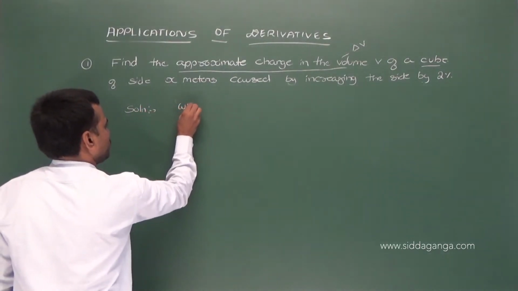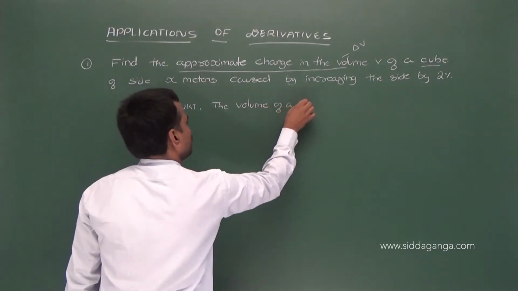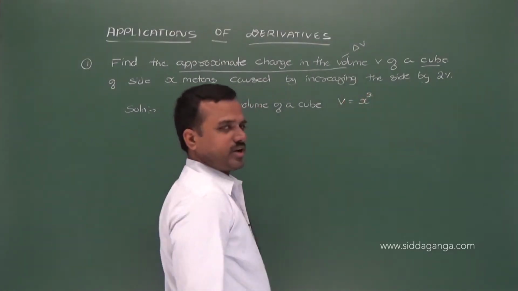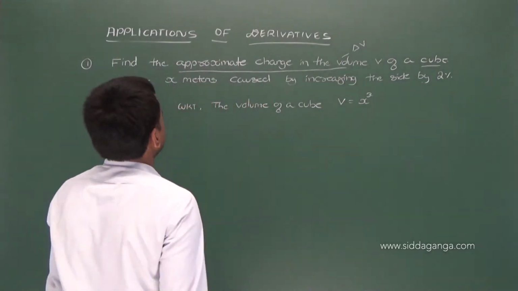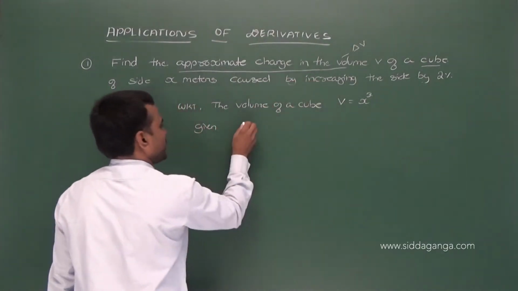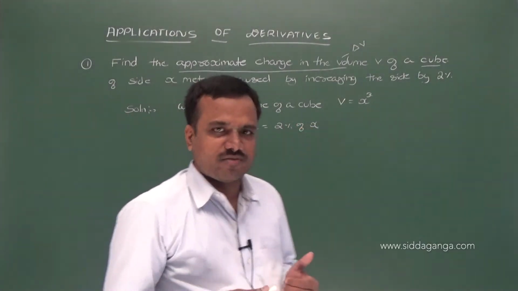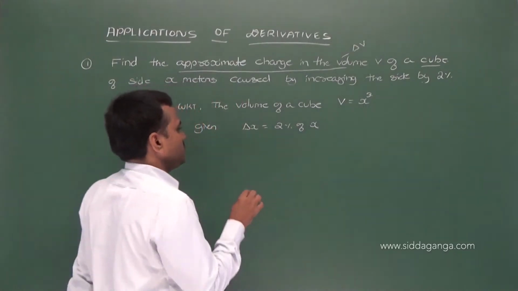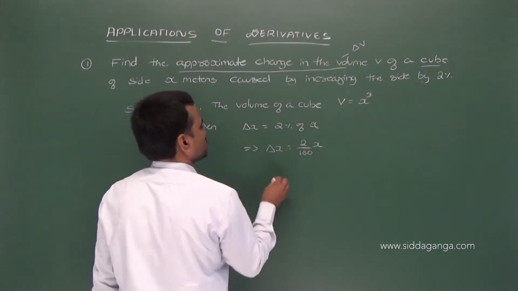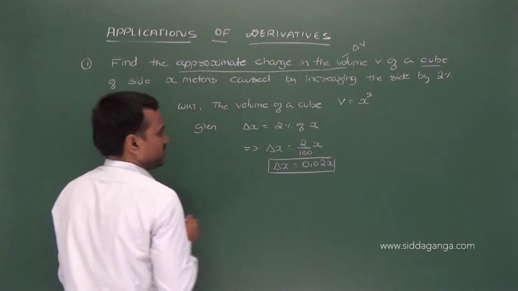We know that, first we write the formula. The volume of a cube V is equal to x cube, where x represents the variable edge. Next line, given: increasing means we take positive values. Delta x is equal to 2% of x. If it were decreasing, we would have to write the negative sign. So delta x is equal to 2 divided by 100 into x, delta x is equal to 0.02 of x. This is what is given.